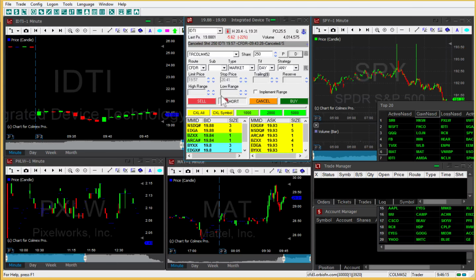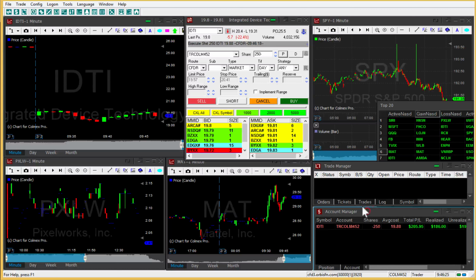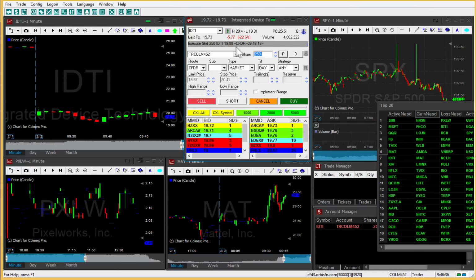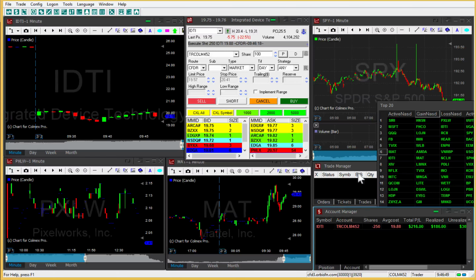So here it's about 20 minutes into the day, and I've just shorted IDTI again. See how it's popped all the way back up. I'm in a profit of $200 already. I've got a nice tight stop at 20.40, so I decided to re-short it. But if you notice, my quantity was only 250 shares. So that just shows my money management is well intact, and this trade is not a rush.